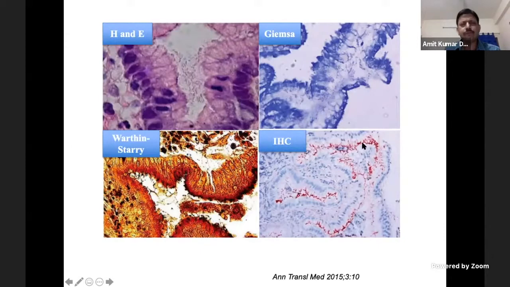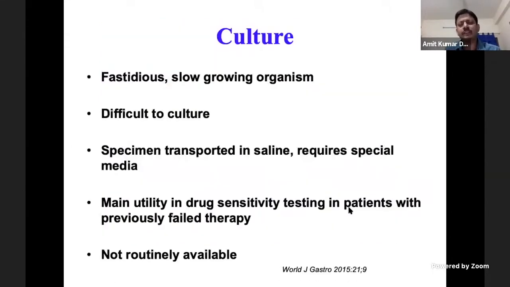They require special media and special conditions for growth. So therefore, they are not used for routine diagnosis. Their main utility is in drug sensitivity testing. So for patients who have previously failed drug therapy and you want to check for any sensitivity, that's where it is helpful. And it's again not routinely available.